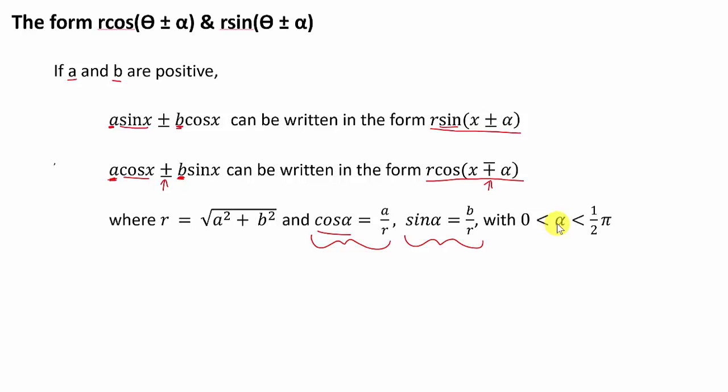And then alpha needs to be between 0 and 1/2 pi, unless we are in degree mode, and then it would need to be between 0 and 90 degrees. Okay, so let's look at some examples.